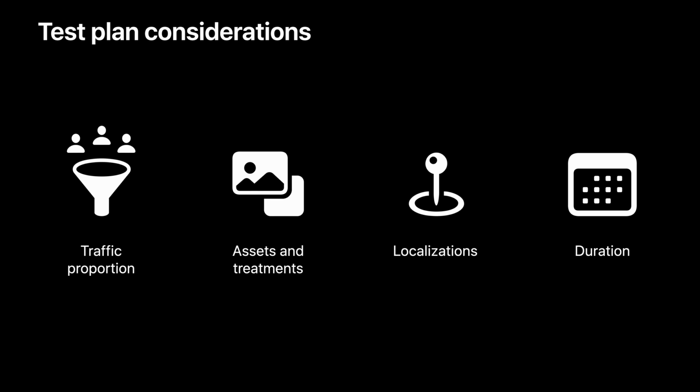Finally, think through the duration of a test. When setting up your test in App Store Connect, the tool will give you an estimate based on your app's product page performance over the last week and a target threshold of 90% confidence. You just need to select an improvement value to get the estimate. So keep these considerations in mind as you plan your testing to ensure maximum efficacy of your product page optimization efforts.